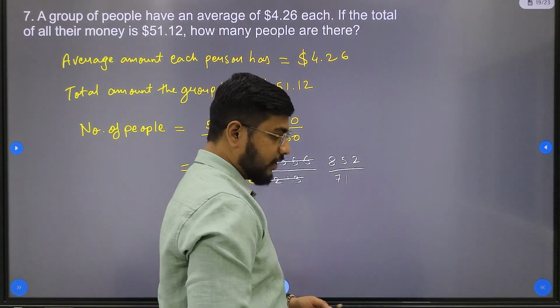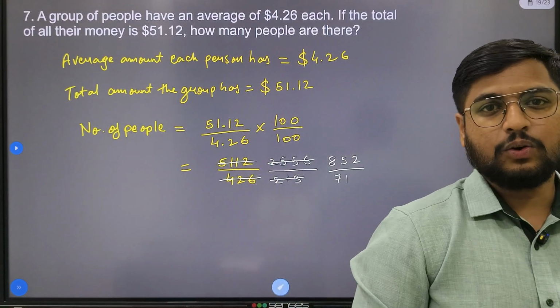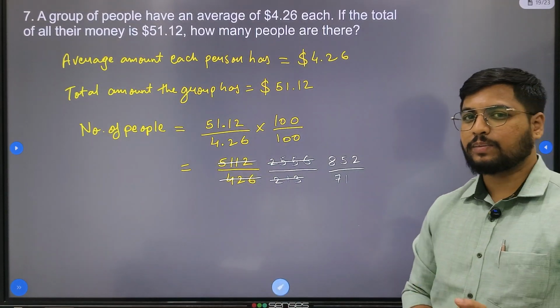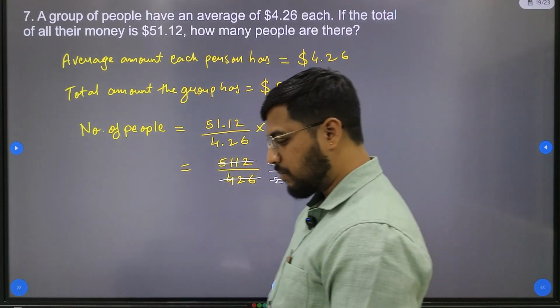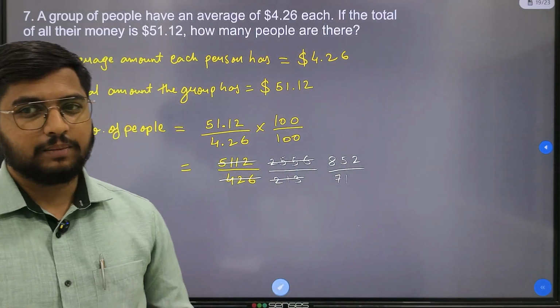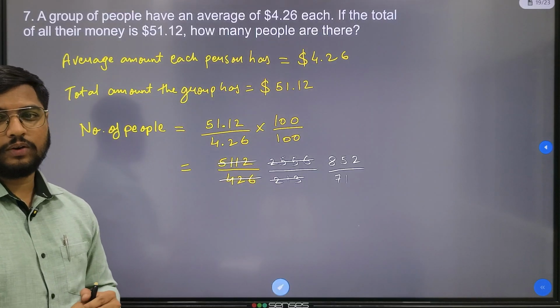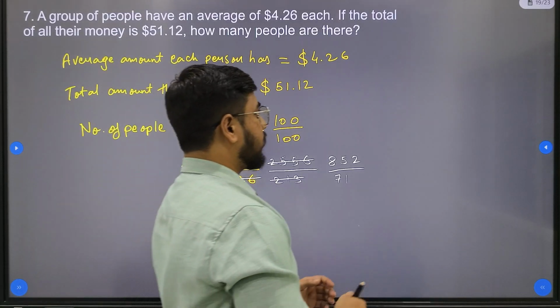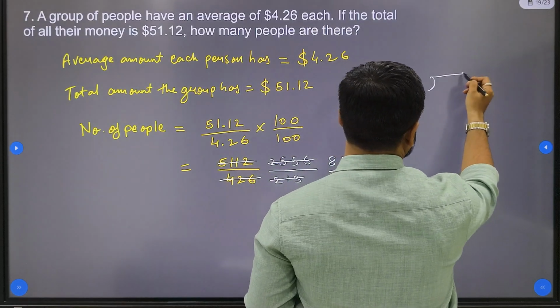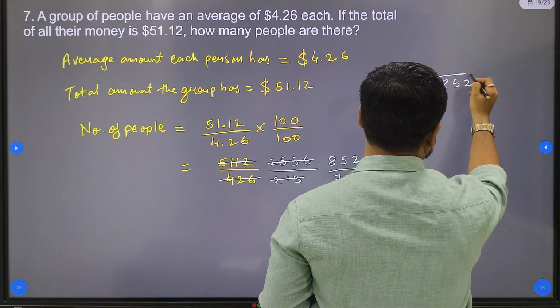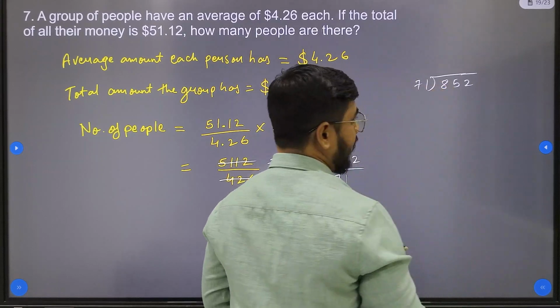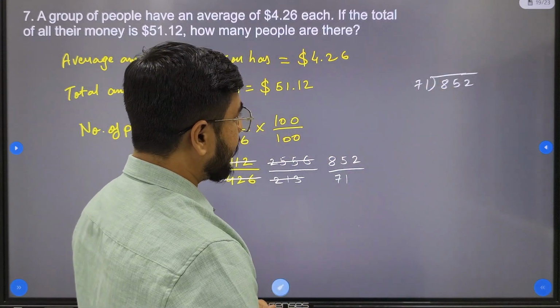Can we further divide it? What I know till here is 71 is a prime number. So a prime number cannot be divided by any other number than itself. So we have to divide this whole fraction, that is dividing 852 with 71. Let's do that.